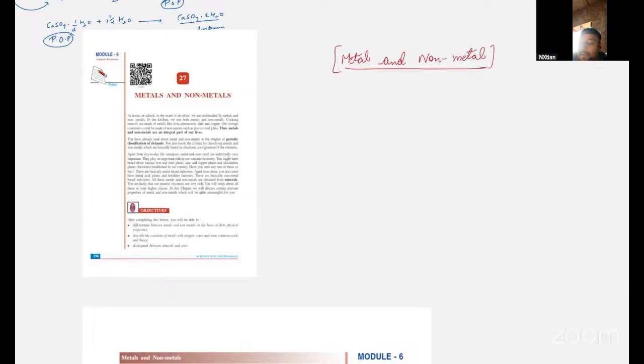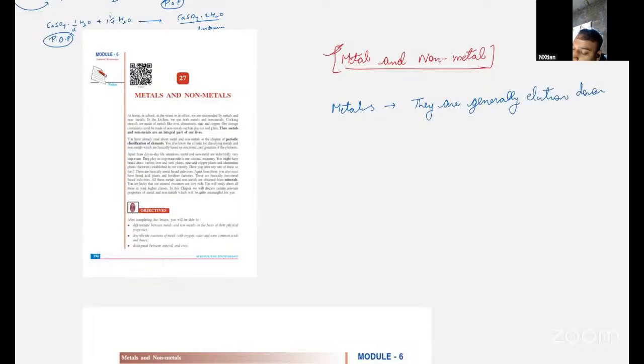Okay, guys, now everyone please pay attention. Metal and non-metal is something we have learned many times. So for revision again, we can understand it like this: metals are generally electron donors.